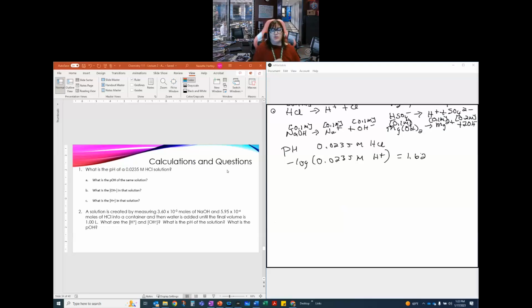Looking at this number, the 0.0235 has 3 significant digits. The zeros in the front are not significant. The 2, 3, and 5 are. So I have 3 significant digits that I need to worry about for that. When I take the negative log, that affects how many numbers that I have. The thing out in front of that log, that number that I get, so the part that's not a decimal is not important. I don't count that. What I count is how many decimal places I have.